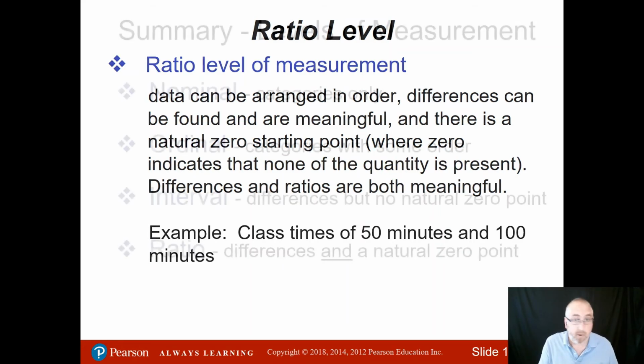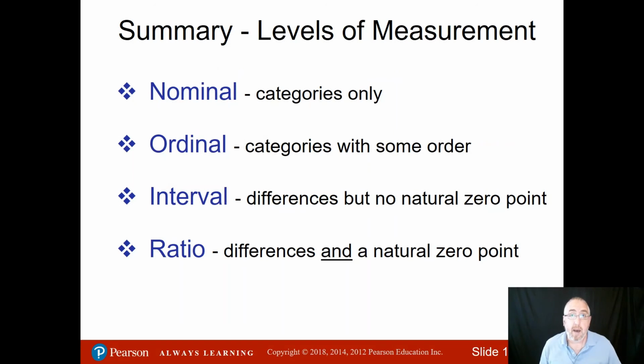So to summarize, we got nominal, categories only, and again, no order. Ordinal, categories with some order. Interval is differences but no natural zero starting point. And then ratio has the differences and a natural zero starting point. So remember, interval and ratio, you could also put in there that it's quantitative. So again, we're talking about numbers.